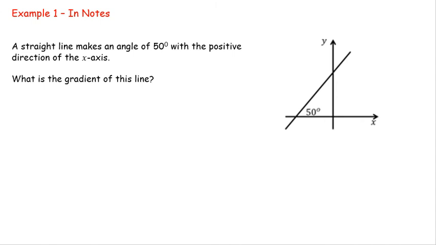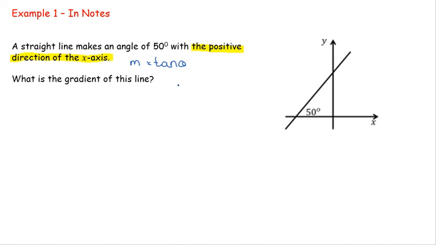So, example 1. We're told straight away a straight line makes an angle of 50 degrees with the positive direction of the x-axis, and we're asked what the gradient of the line is. First of all, the wording of this question is actually really helpful. If it states the positive direction of the x-axis, immediately that means we're going to use m equals tan theta, if we want to work out the gradient. So I know it's going to be m equals tan theta already.